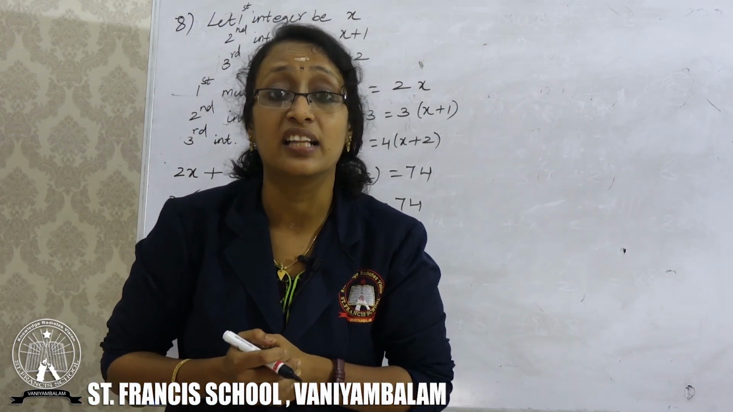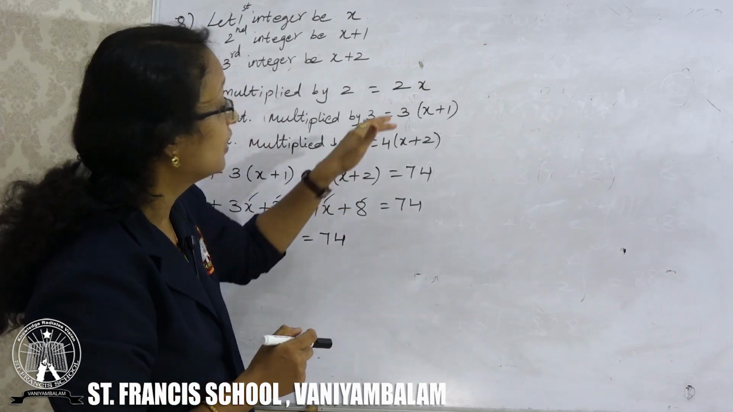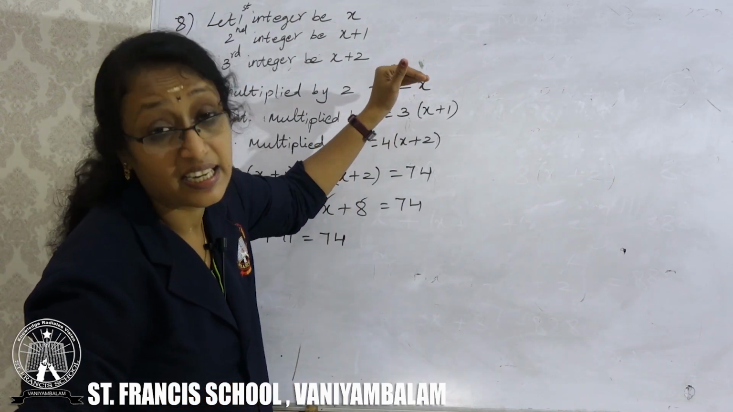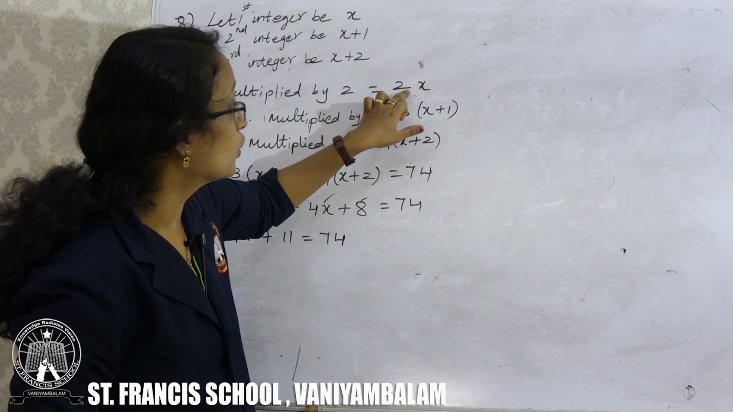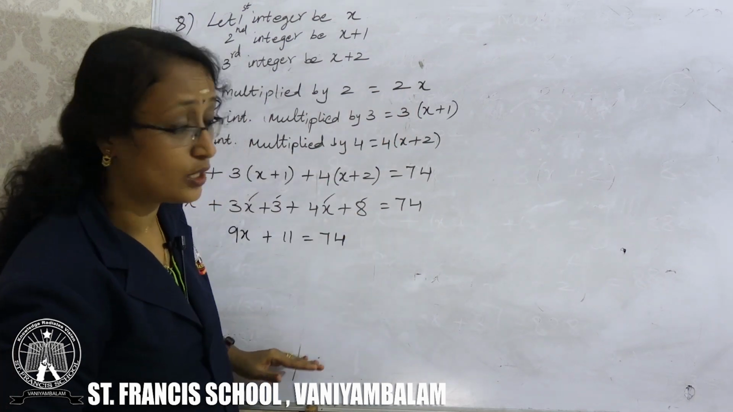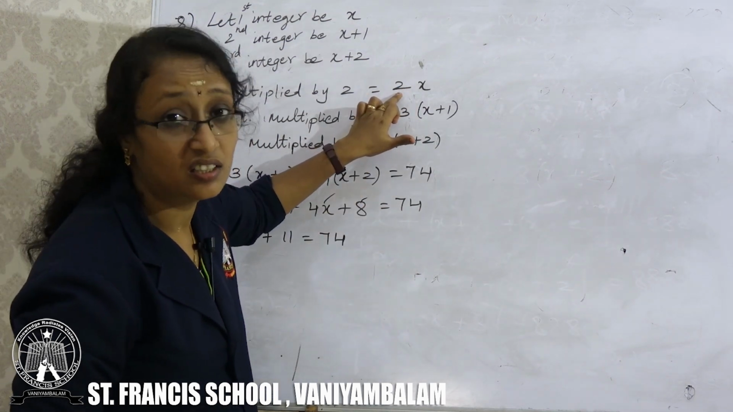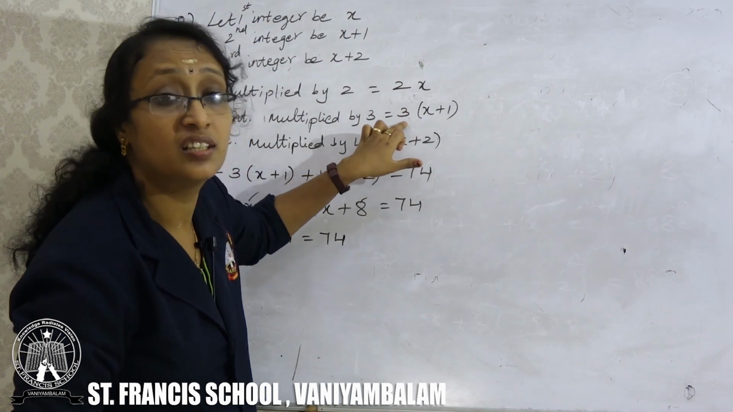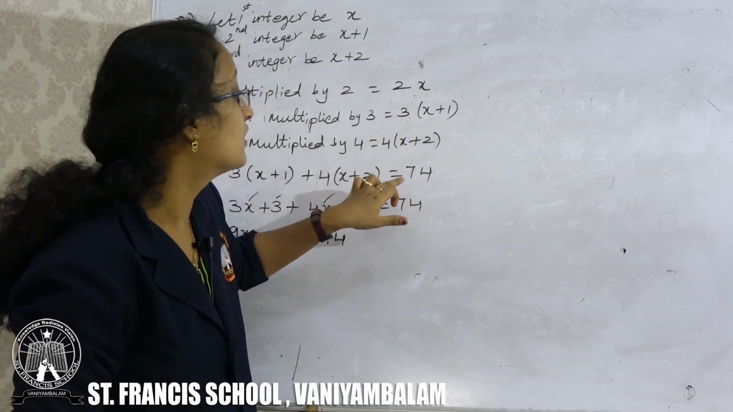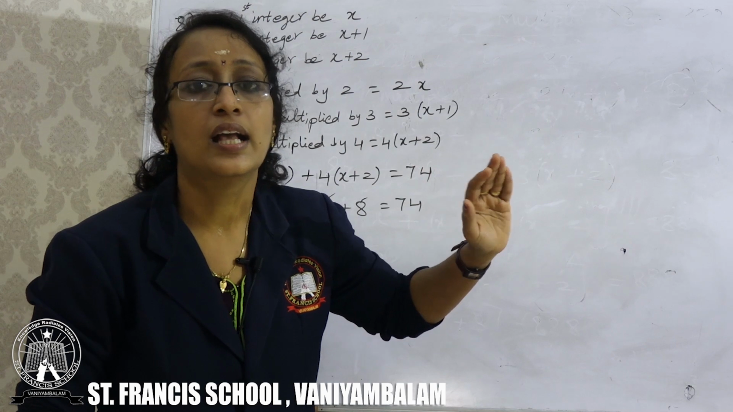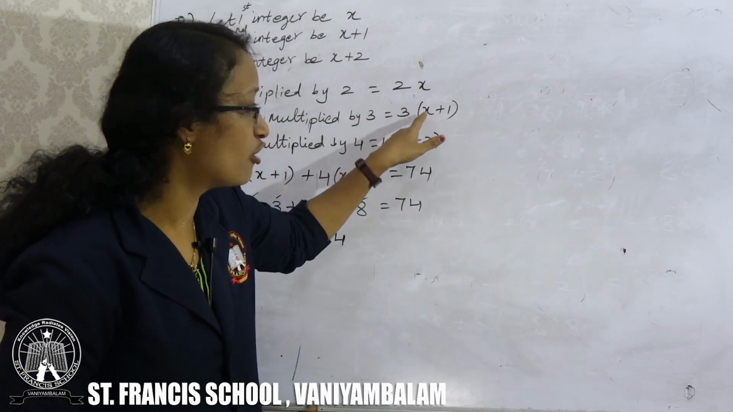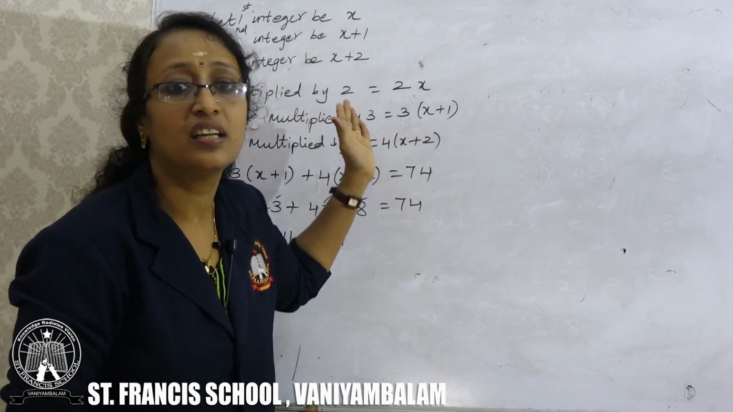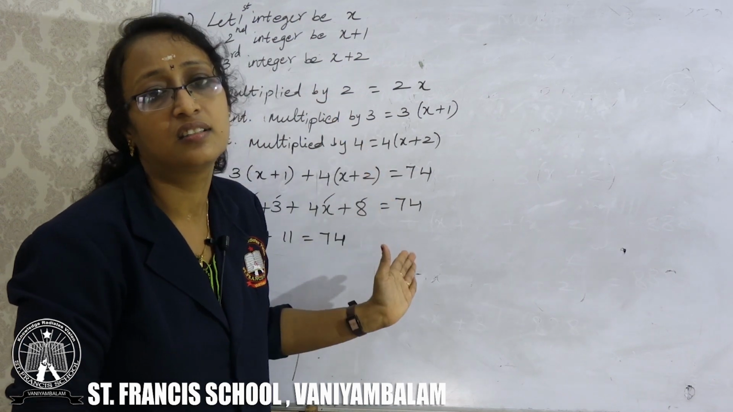At last you have to find the numbers. What do you have to find? You have to find the numbers, that is 2x. After getting the x value, find the first integer 2x, the second integer 3 into x plus 1, and the third integer 4 into x plus 2. Substitute the value of x here and find the first, second and third integers.